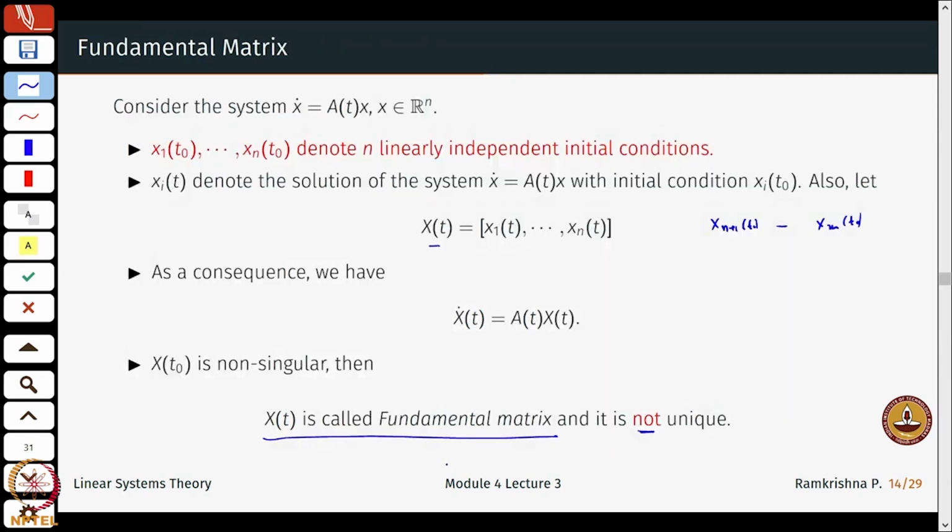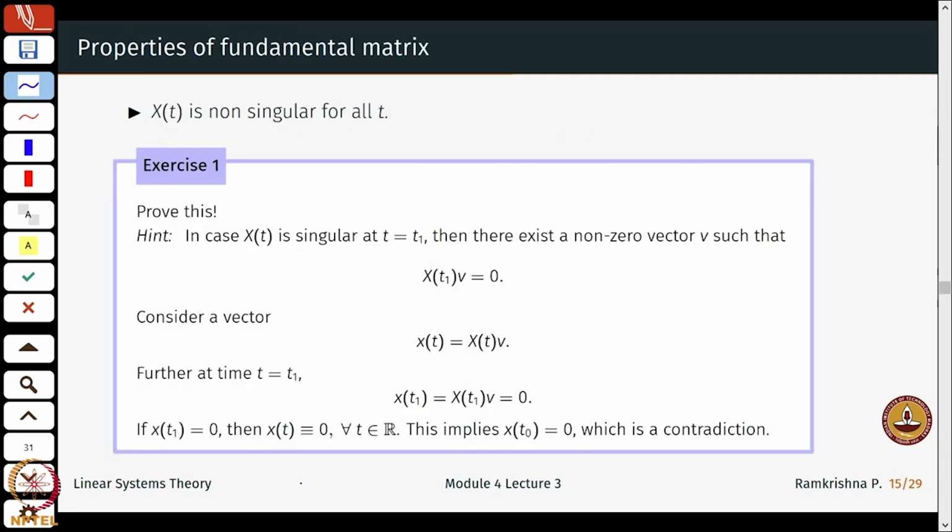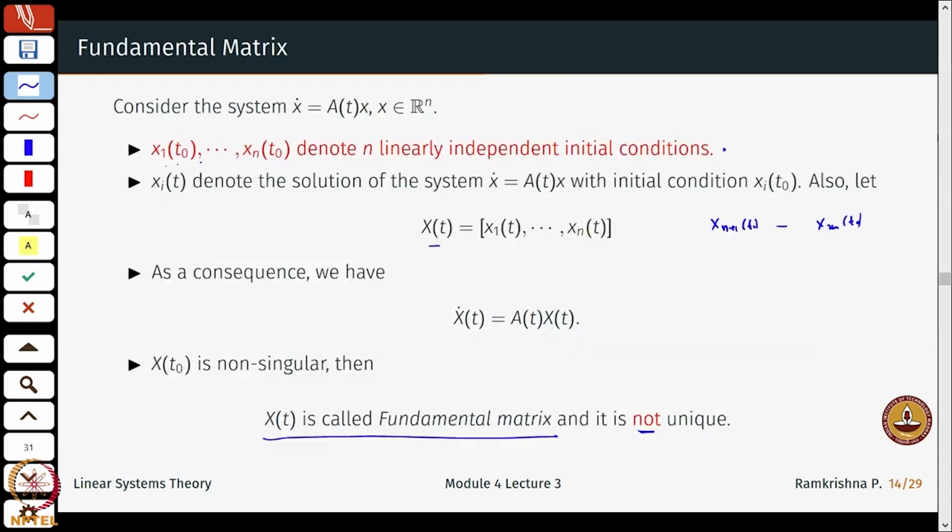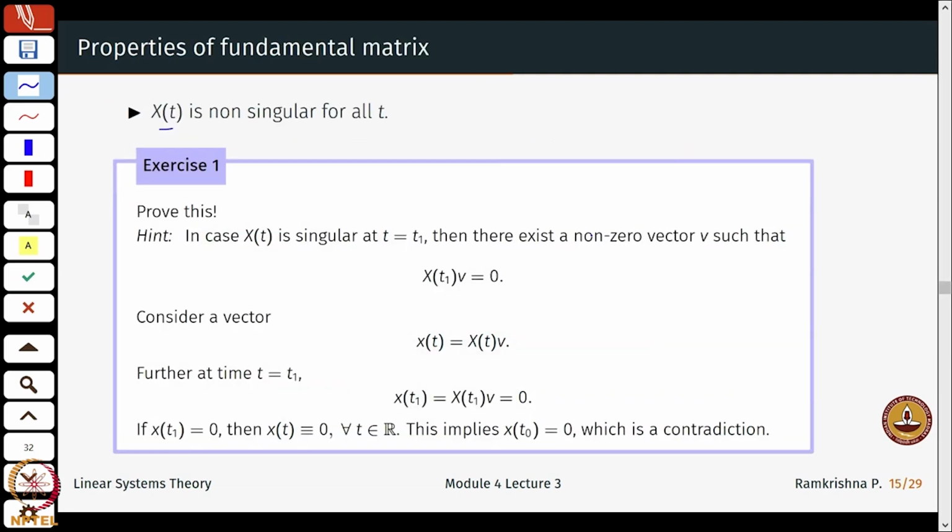So, the first thing, let us see why. If I start with linearly independent initial conditions, my claim is that X(t), the fundamental matrix, is non-singular for all t, which means it is invertible, its determinant is non-zero, and so on. Let us see how we will do this.